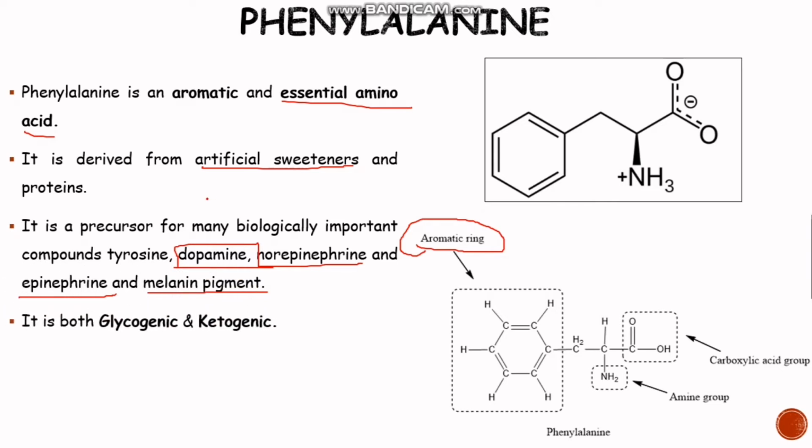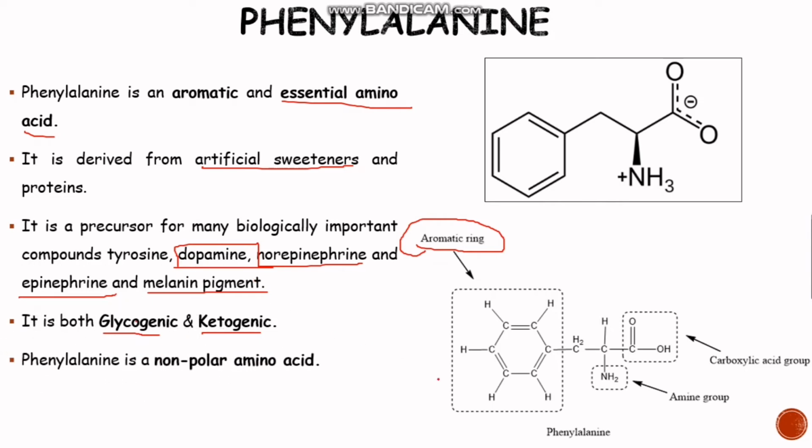So phenylalanine is both glycogenic and ketogenic. Glycogenic amino acids are those amino acids that can be converted into glucose through gluconeogenesis, whereas ketogenic amino acids are those that are converted into ketone bodies. So phenylalanine can be converted into both glucose as well as ketone bodies. Therefore, it is said that it is both glycogenic and ketogenic.